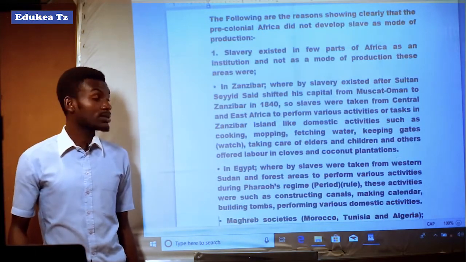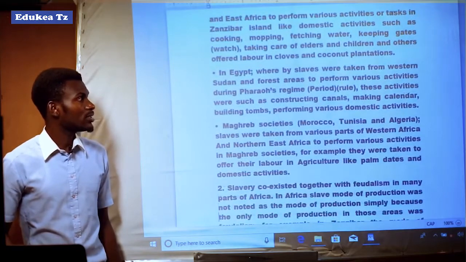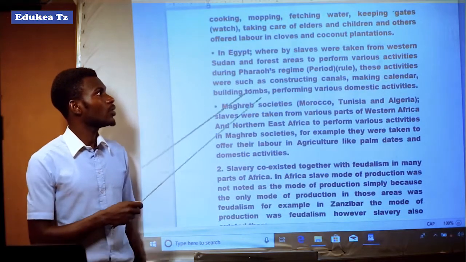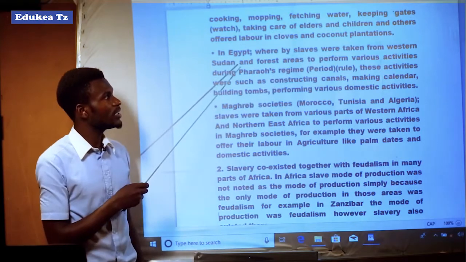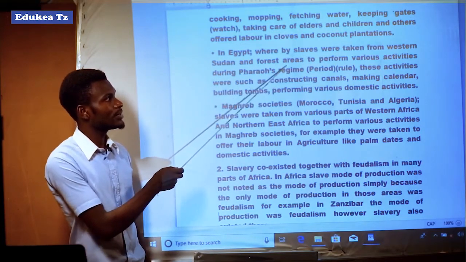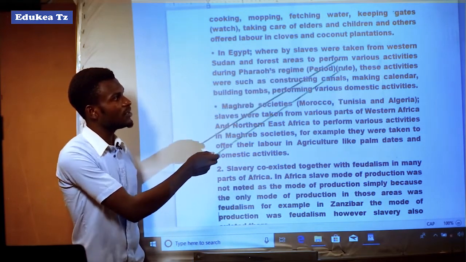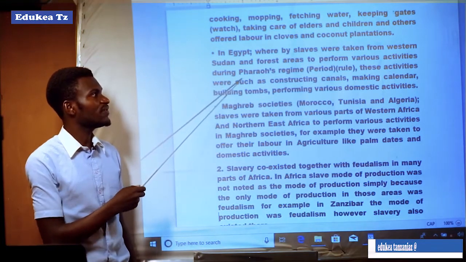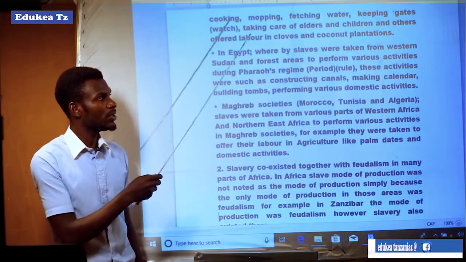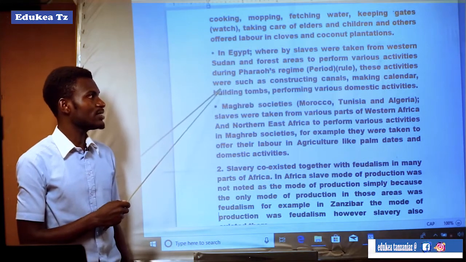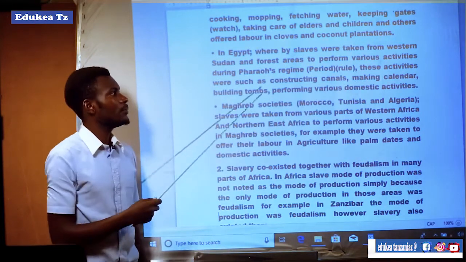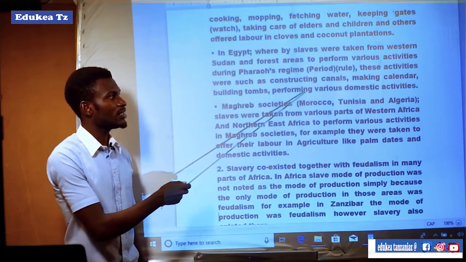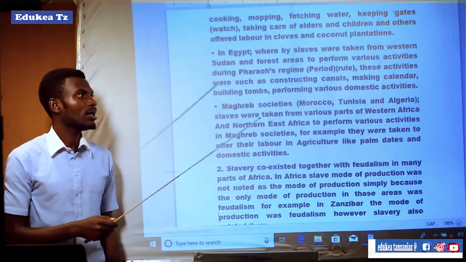Another area where slavery took place was Egypt, where slaves were taken from West Sudan and the forest areas to perform various activities during the Pharaoh's regime or rule. These activities were such as constructing canals, making the calendar, building tombs, performing various domestic activities, and others.